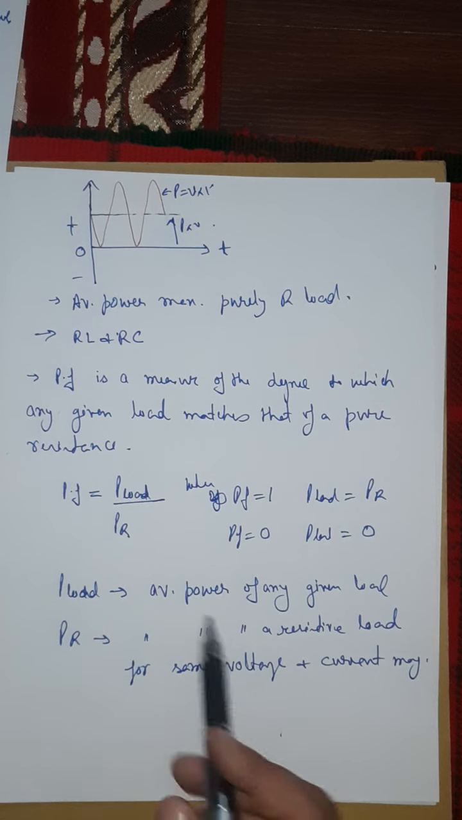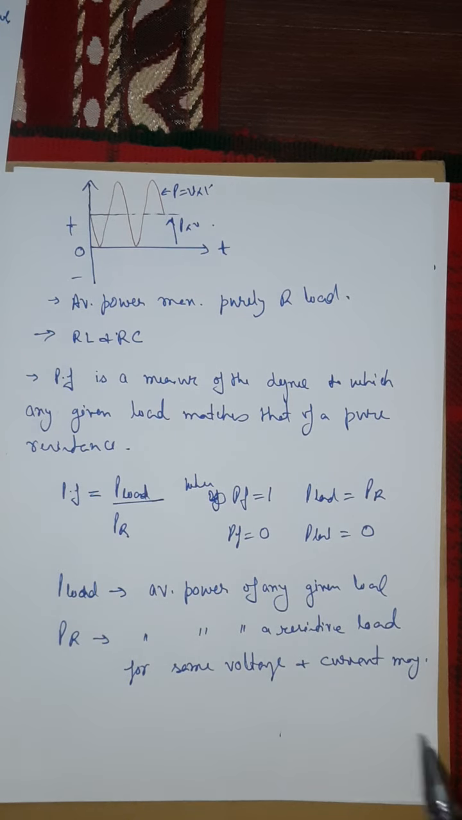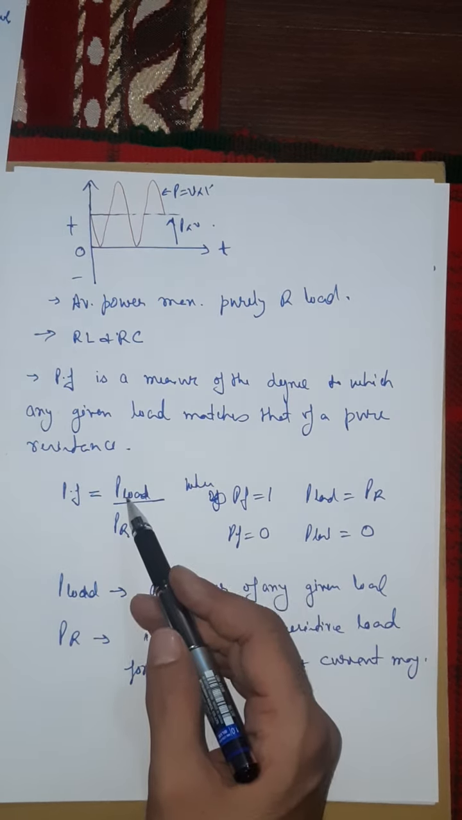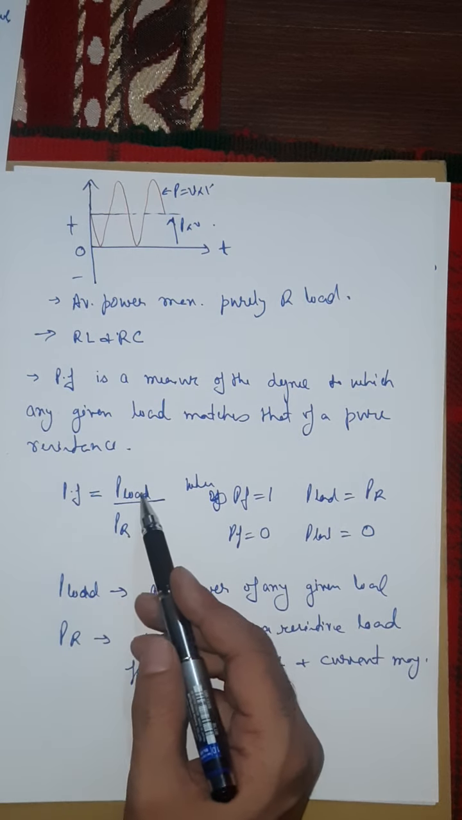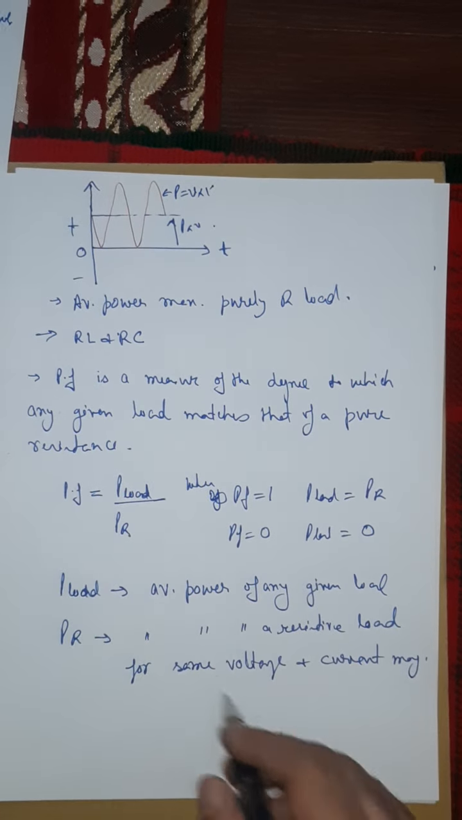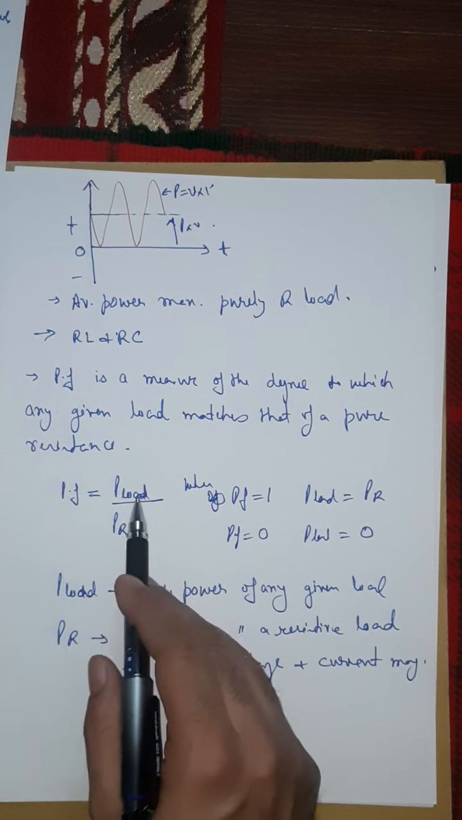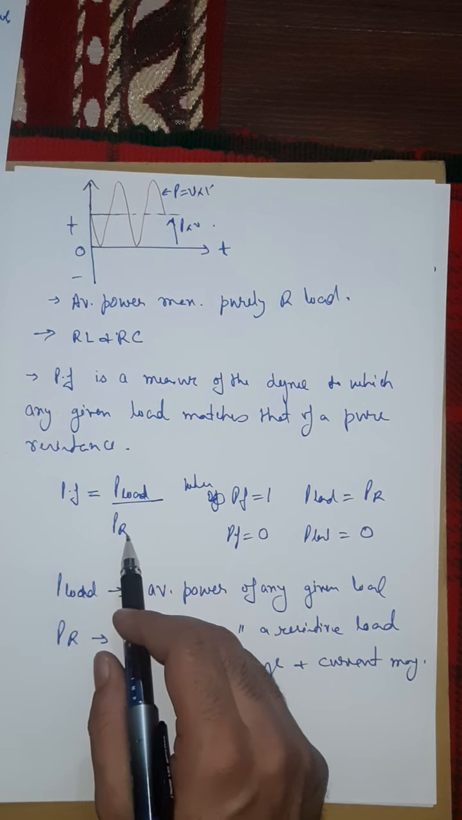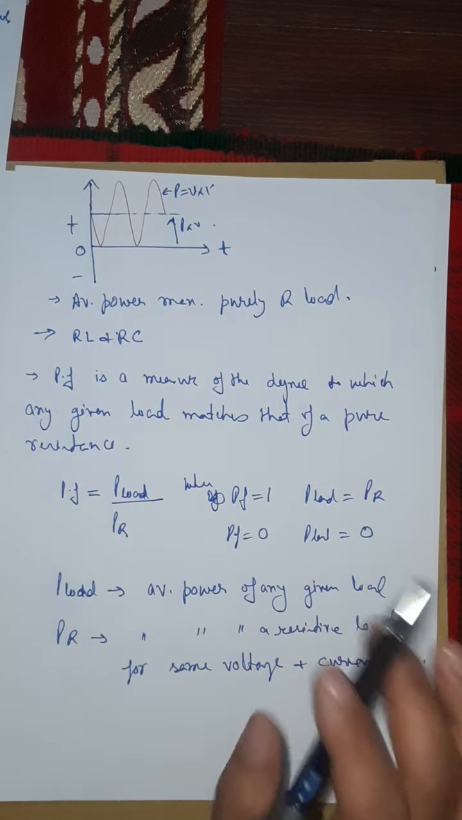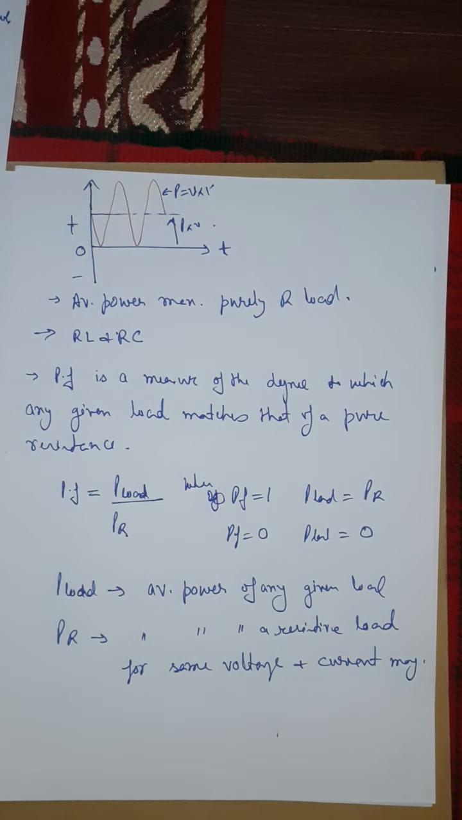I am saying power factor is nothing but the degree to which the given load matches that of a pure resistive load. So power factor is indirectly a ratio of P load divided by PR. So when power factor is equal to 1, P load is equal to PR, and when power factor is equal to 0, P load is equal to 0.